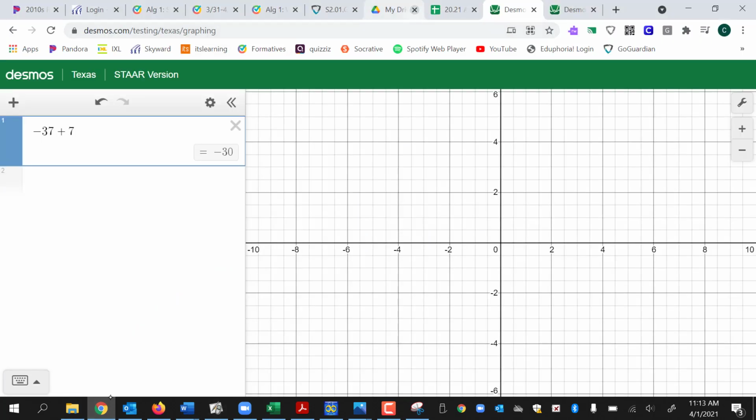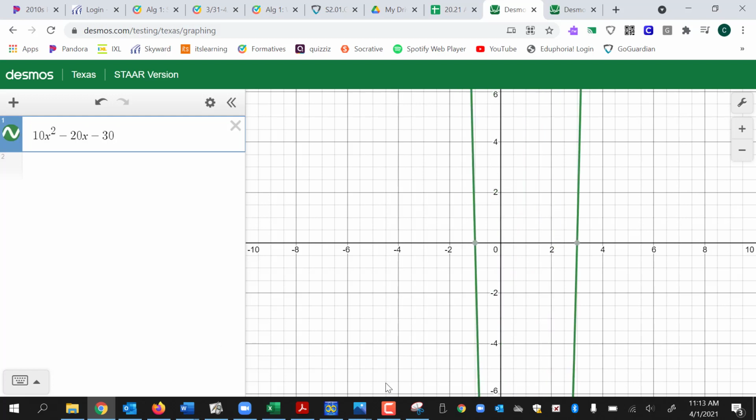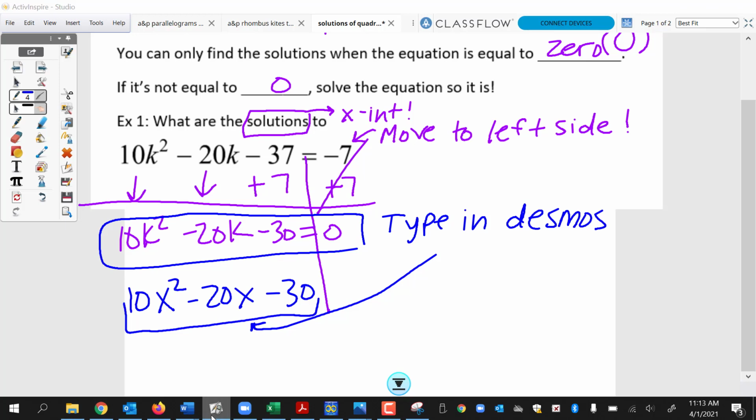Okay, so let's type it. We're going to x this out. We're going to type 10x squared minus 20x minus 30. Is that what it said? I forget. Minus. Yes. Okay.